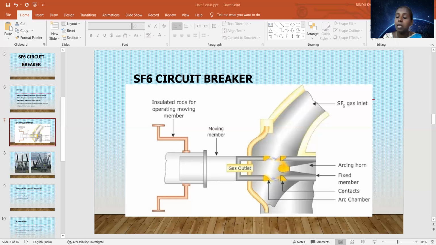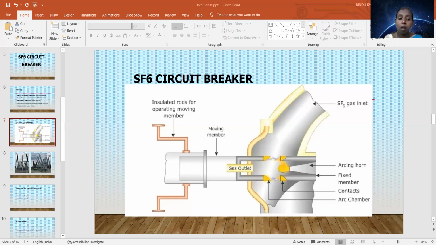This chamber is termed the arc quenching chamber, or arc interruption chamber. In this arc interruption chamber we also have SF6 gas, so the chamber will be filled with SF6. We will have an SF6 gas reservoir, which will be connected to this arc interruption chamber. We also have a valve mechanism to permit the gas to enter the arc interruption chamber.